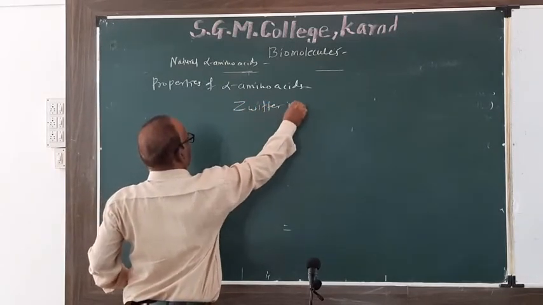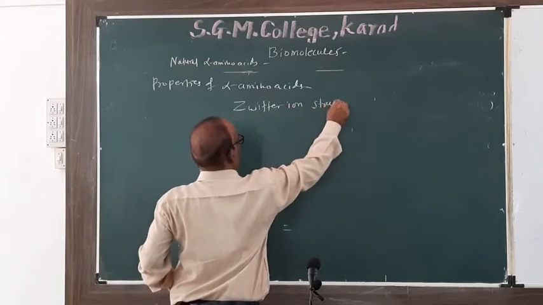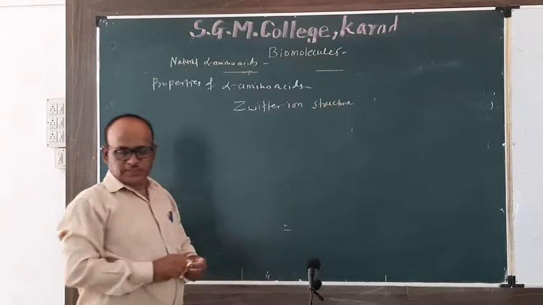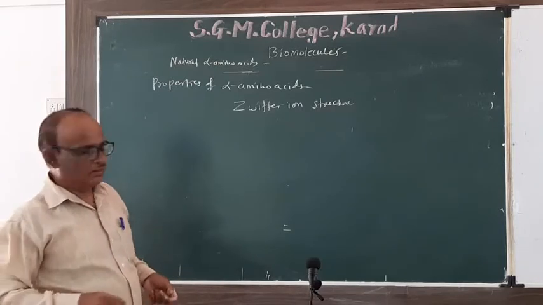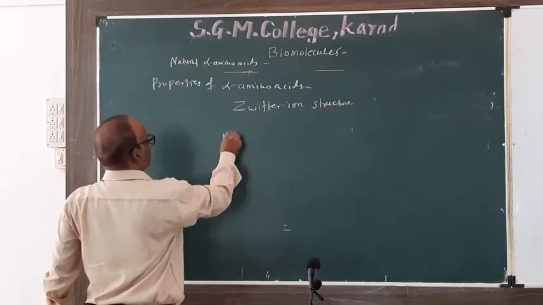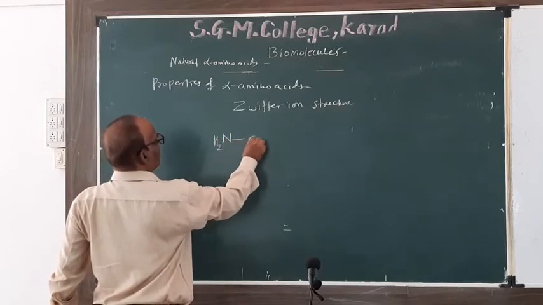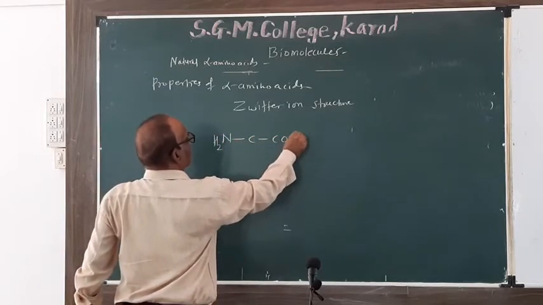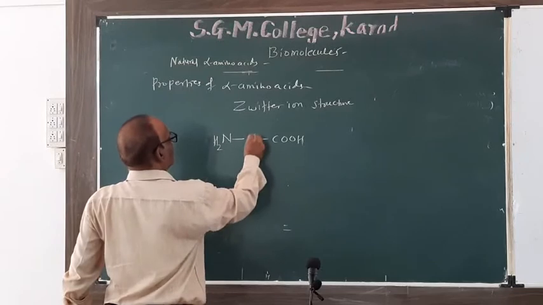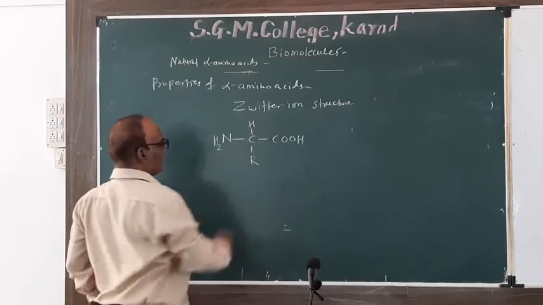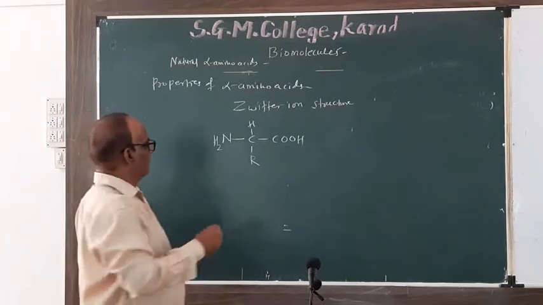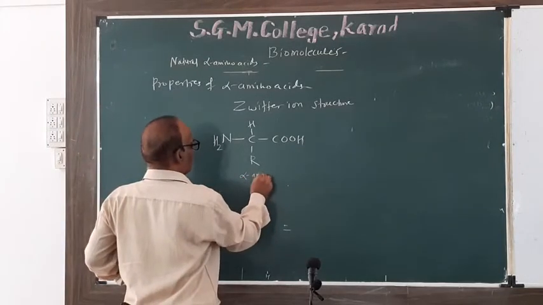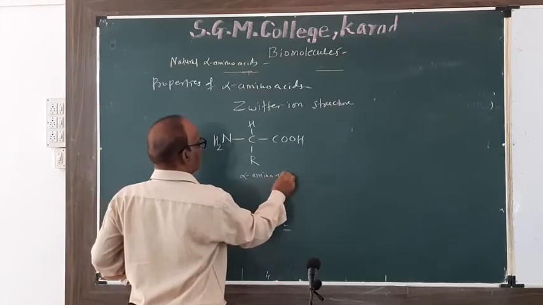From the alpha amino acid we can draw a Zwitter ion structure. So first write the formula of the alpha amino acid: COOH, R, and here H, with NH2. So this is the structure of alpha amino acids.